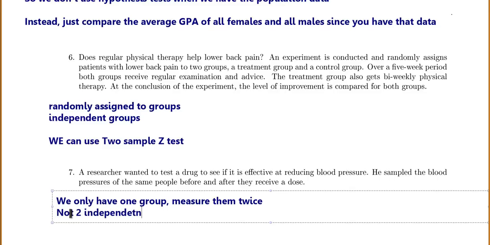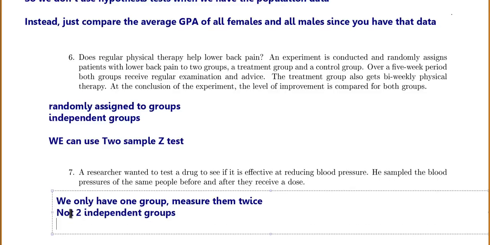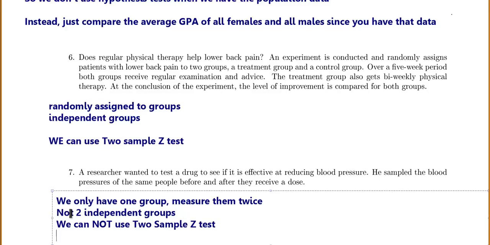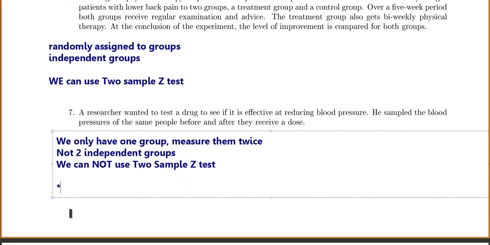independent groups. So we cannot use the 2 sample z-test. But it is a good experiment design. It's a very good way to see if the drug is actually effective or not if you measure the same people twice. You just have to use different formulas.